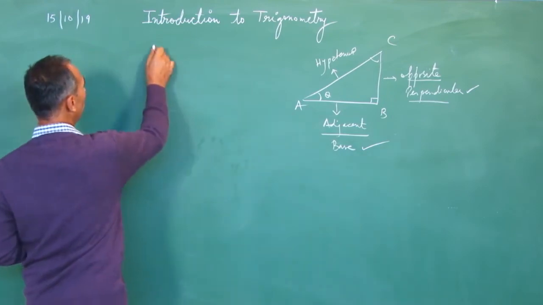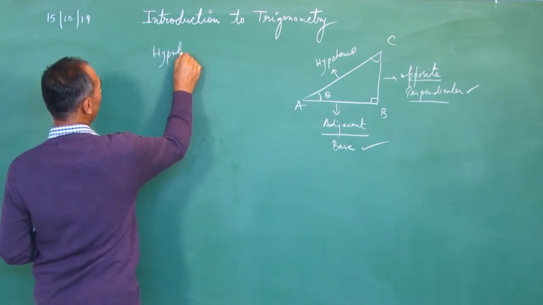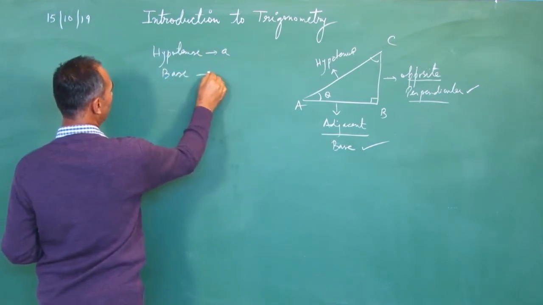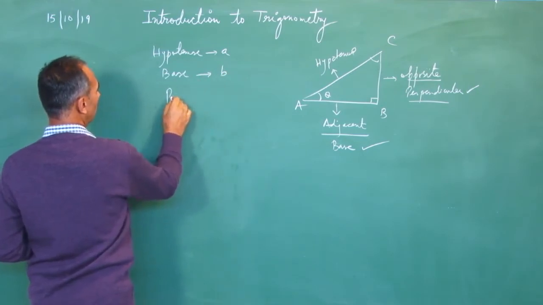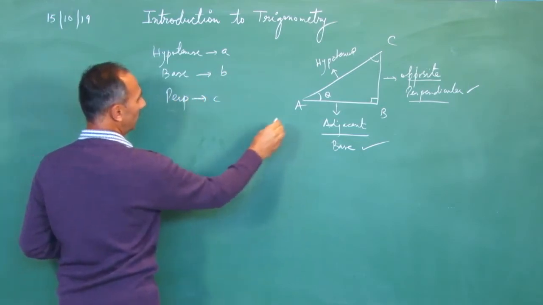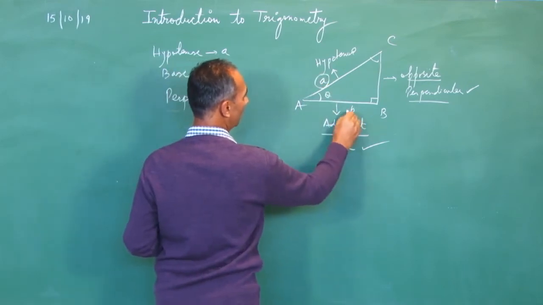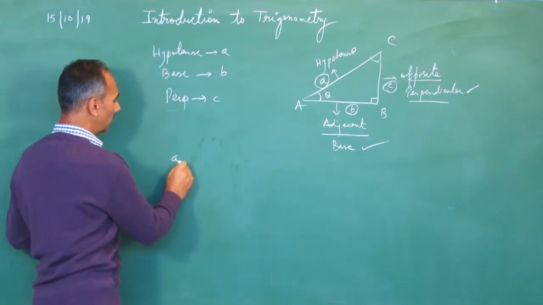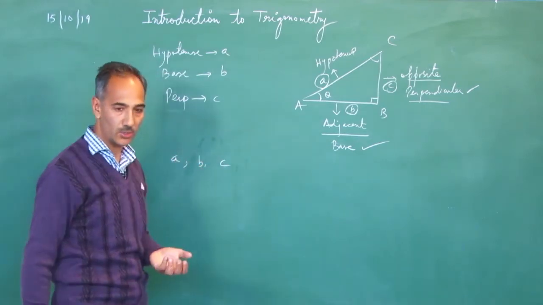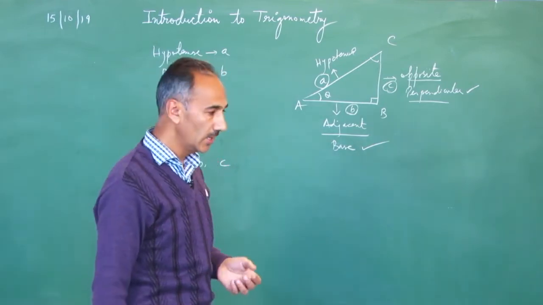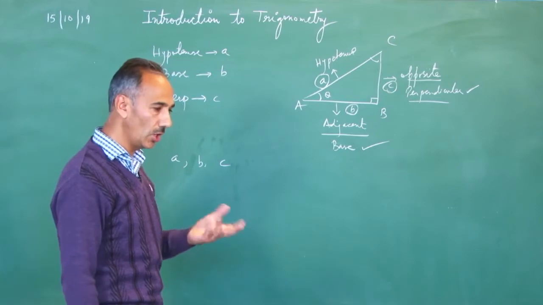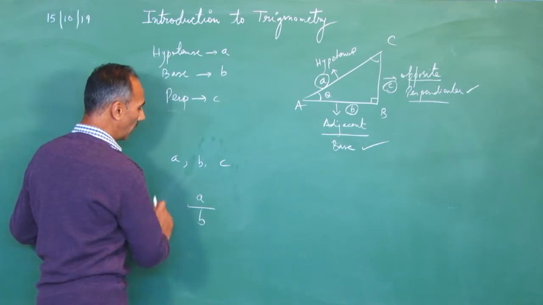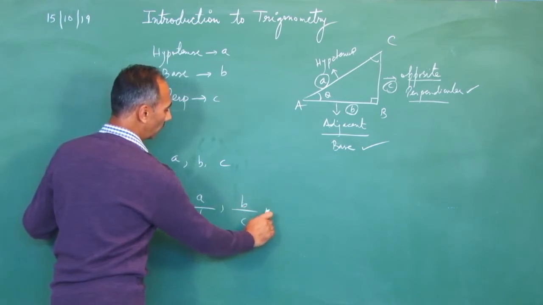Now if I denote hypotenuse, if this hypotenuse is A, base is, for example, B, and perpendicular is C. That means this is A, this side is B, this side is C. So you have 3 lengths, A, B, and C. They are basically quantities, 3 sides of a right angle triangle. Now if we are interested in taking the ratio, how many ratios will exist? Let's see. One ratio will be A upon B, one more is B upon C, one more is A upon C.